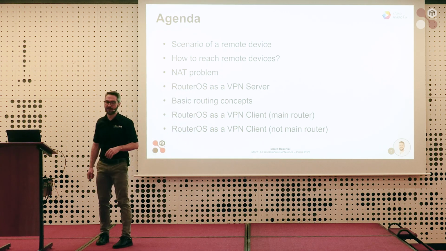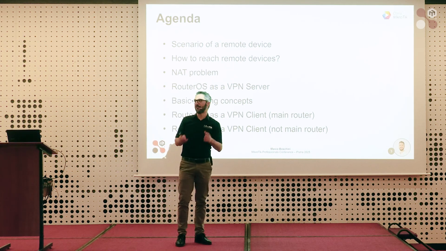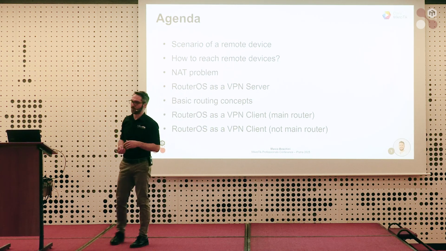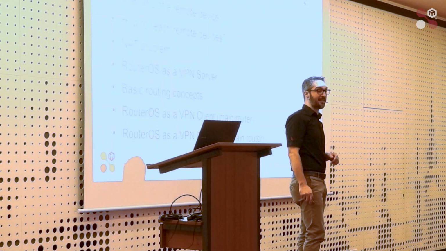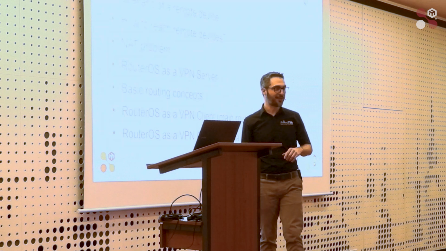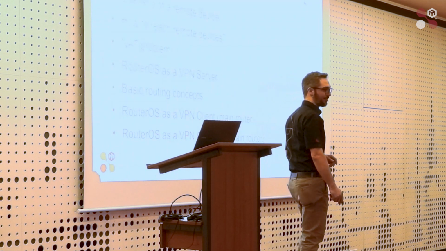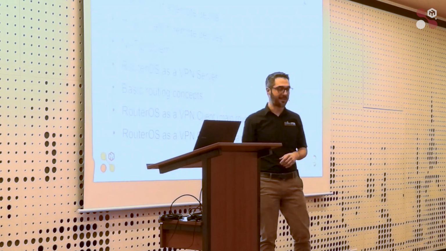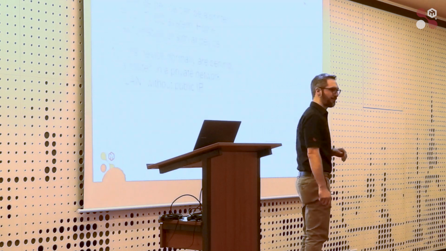We're going to discuss the basic routing concept, the most difficult stuff for my students to understand when creating a VPN server. Router S as a VPN client when the router is the main router, and as a VPN client when the router is not the main router, but is a client inside the LAN. And how about if two or more customers have the same network subnet? And how about security? And in my opinion, the best VPN client to connect the customers.